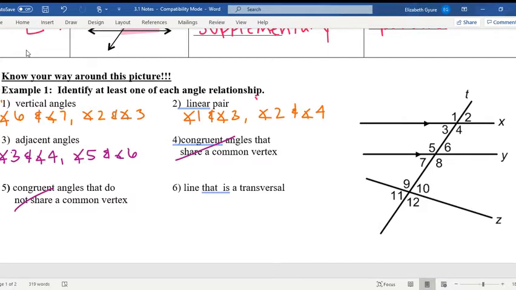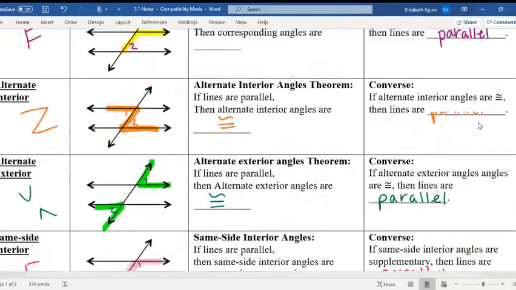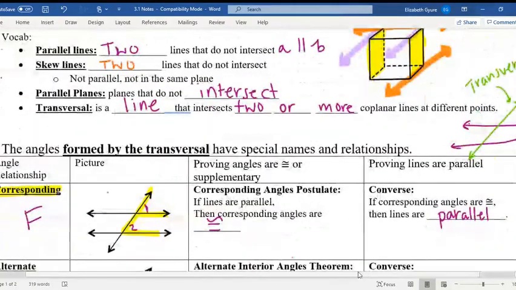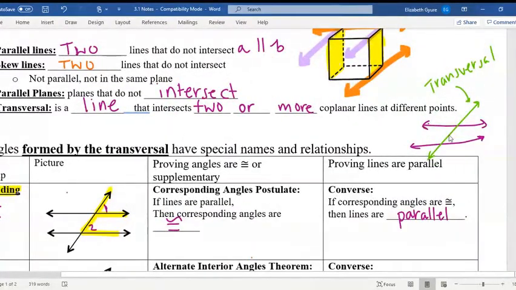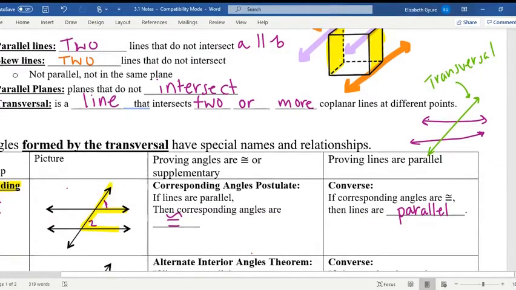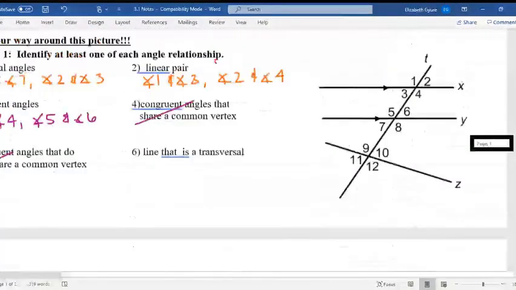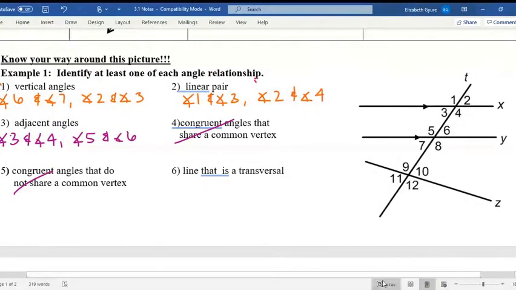Which line here would be the transversal? Think about what we did up here, right? Our transversal was our line that cut through our other lines. So if you're looking at this diagram here, which line is cutting through the others? T. So here, line T would be our transversal. Good. And I tend to draw a weird cursive T so it doesn't look like a plus sign. But you can do it however you want.